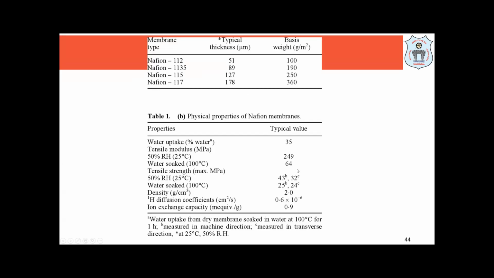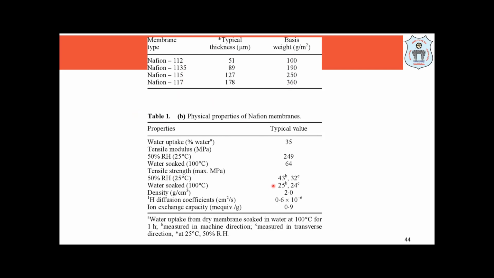Okay. And in another report, from another paper, you can see that there are different naphthalene membranes, right? So naphthalene 112, naphthalene 1135, naphthalene 115, naphthalene 117. So those have been subjected to studies. We can see that the thickness is around 51, 89, 127, and 178. And their basis weight is around 100 grams per meter square, 190, and it increases as the thickness increases. Okay. Because of the thickness, you can say it is moving from 100 to 360.